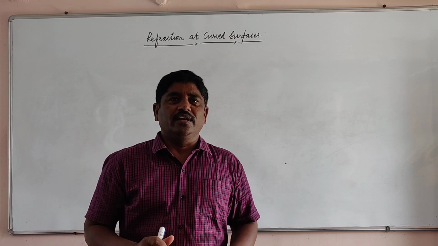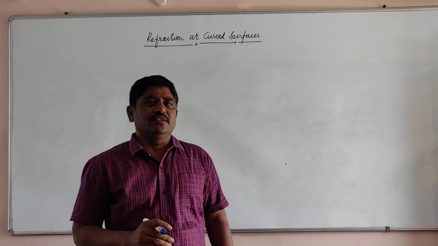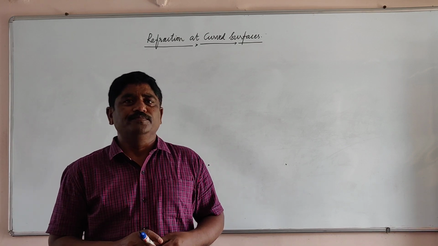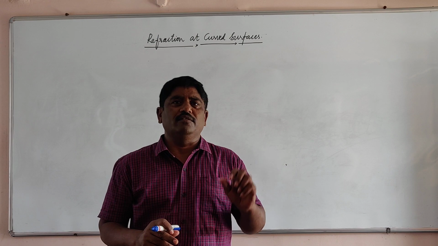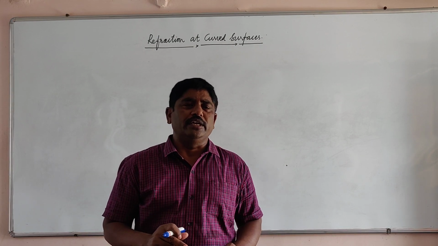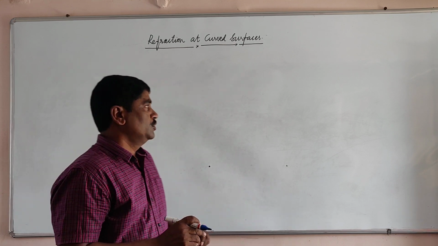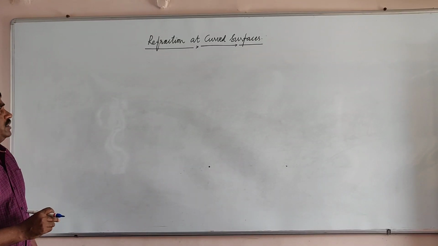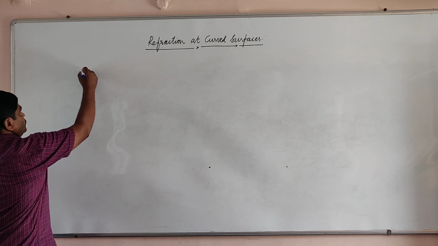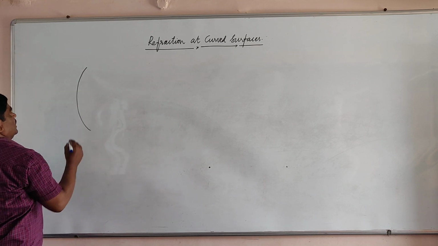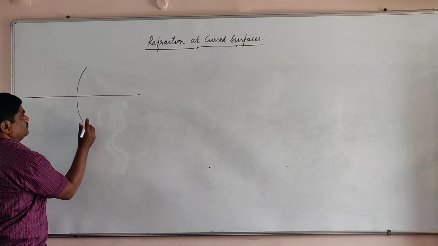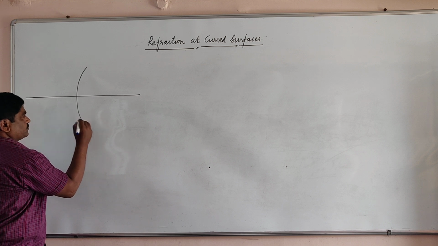Today we are learning about lenses. A lens is a transparent medium through which light travels, and when it travels through the lens it is going to be refracted. So we learn about refraction at curved surfaces. Here, let us suppose a lens is taken with radius of curvature R.